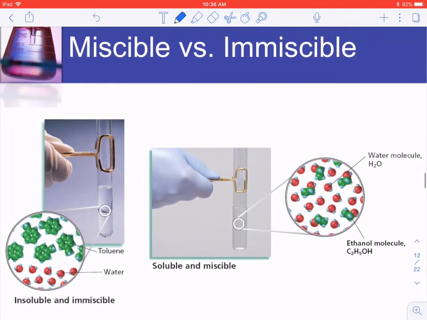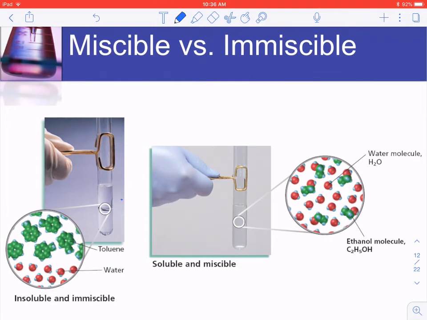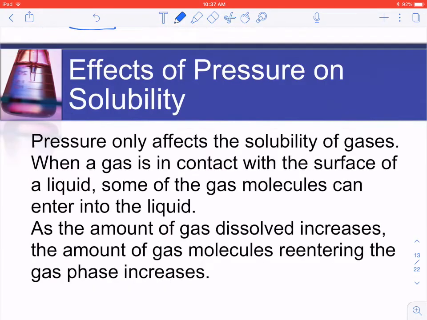For instance, we would say between toluene and water, we saw earlier that those do not mix. We would call that immiscible because they're not mixing together. Whereas ethanol and water, these two are both polar. They are able to mix together into one homogeneous solution. We call that miscible. They are able to mix. They can dissolve in one another. They are soluble in one another.